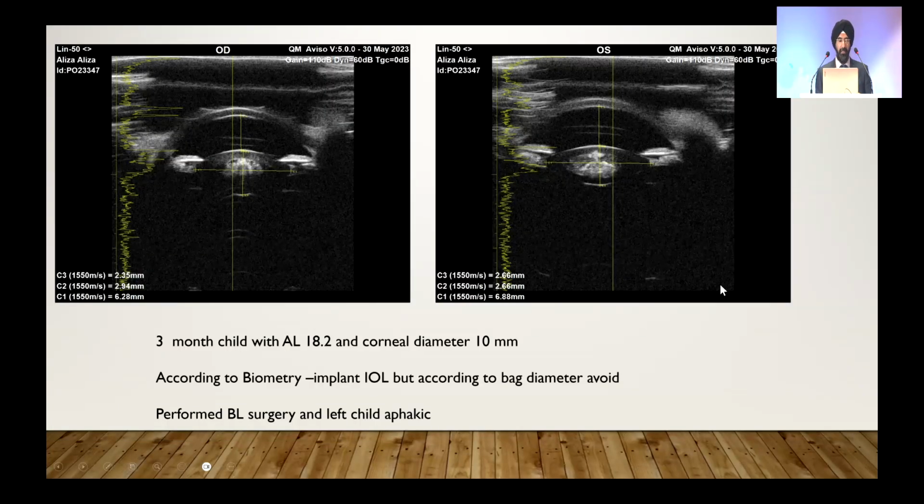The other case, again, you have a 3-month child with an axial length of 18.2, fairly good. Corneal diameter is okay, 10 millimeters. Now, according to biometry, you can implant the IOL. But according to the bag diameter, you would avoid. So you can see the bag diameter.